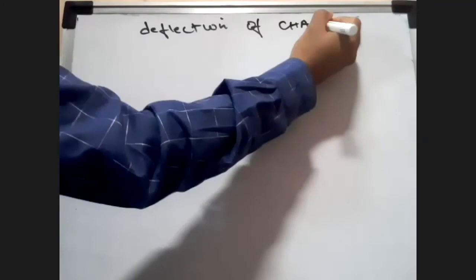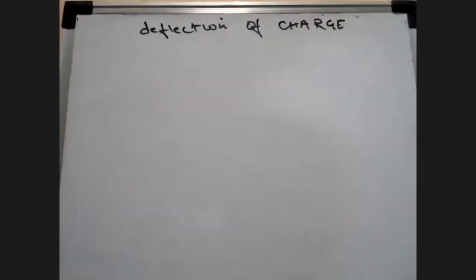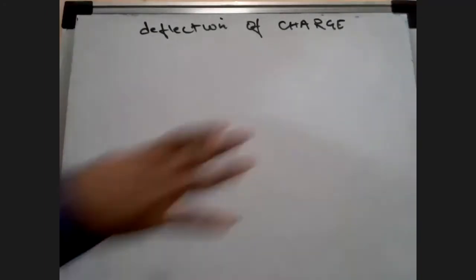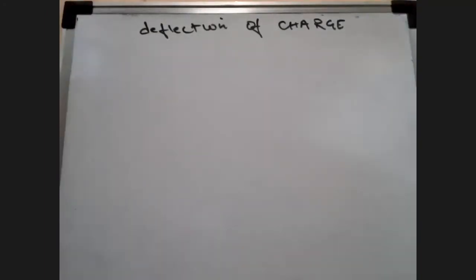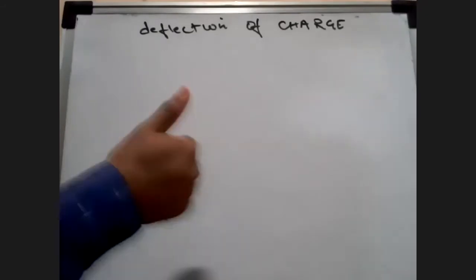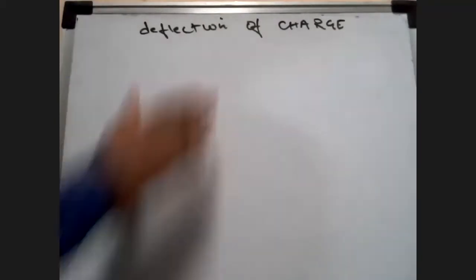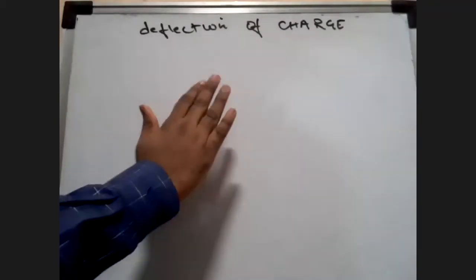Deflection of charge. Till now what we studied, basically a charge is moving in a magnetic field. We applied our right hand thumb rule, everything. We found out how to find out the direction of the charge and so on and so forth. But now we have to find out the deflection. We know it will move in this direction.